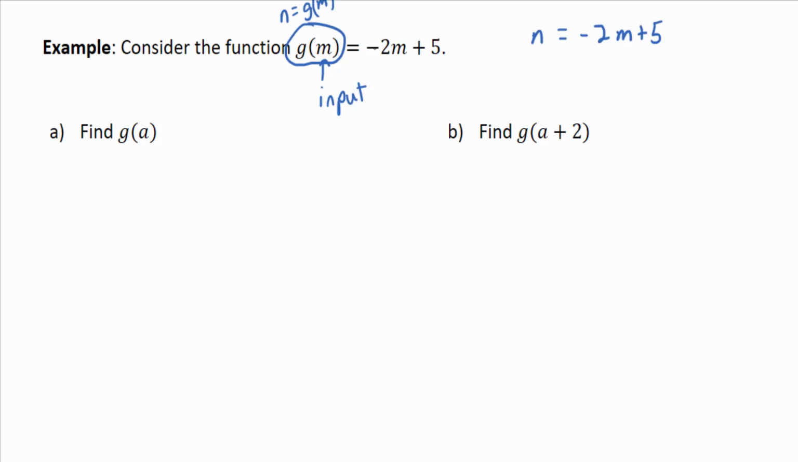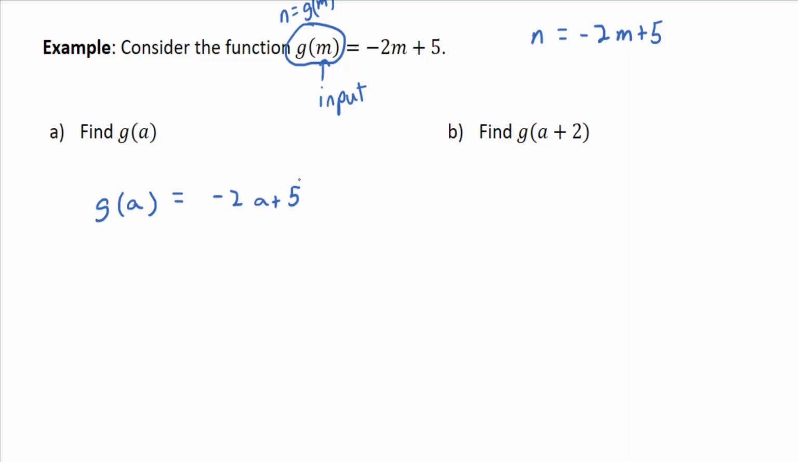Okay, so we have g of m equals negative 2m plus 5. What's g of a in this case? What are you going to do with that m right there? Just make it a. So negative 2a plus 5. It's virtually the same as the last example, right? You just make the input whatever it has inside those parentheses.